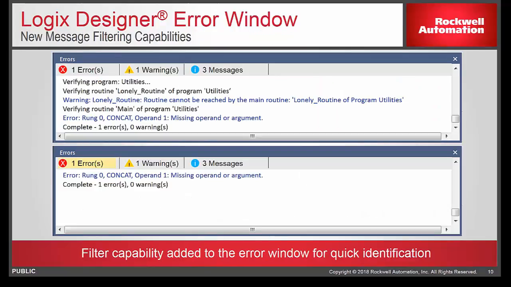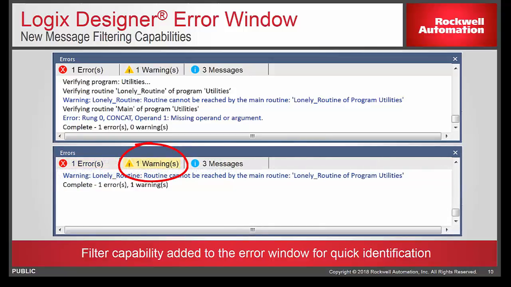A new feature in V31 Logix Designer involves the error window. The error window shows errors, warnings, and messages. And we now have the ability to enable filtering on those messages, errors, or warnings. Simply click on the error, the warning, or the message tab at the top of the window, and that will now filter to only display the specific messages, errors, or warnings in the window.